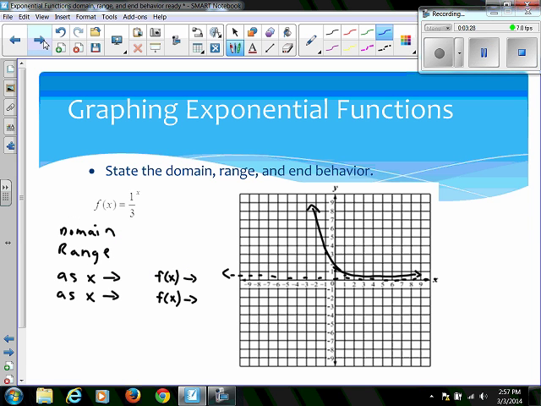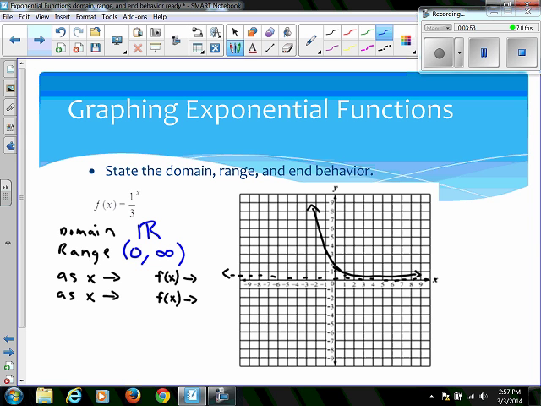We're getting a little tricky here. We have an exponential decay. Still, we're going left forever, right forever, so we have all reals. Range, how far down does it go? 0, and it goes up to infinity. Or we could say y is greater than 0.